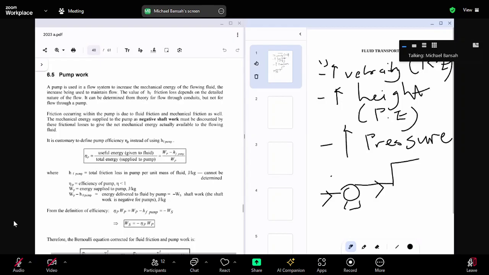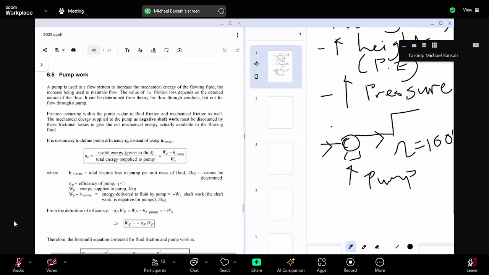Now, this is what you have to understand. There is a certain energy supply to the pump. This energy is supposed to cause the pump to increase the mechanical energy of the fluid it is pumping. But because of friction and other parameters which we won't look at, we will look at only friction, the efficiency of the pump won't be 100%.